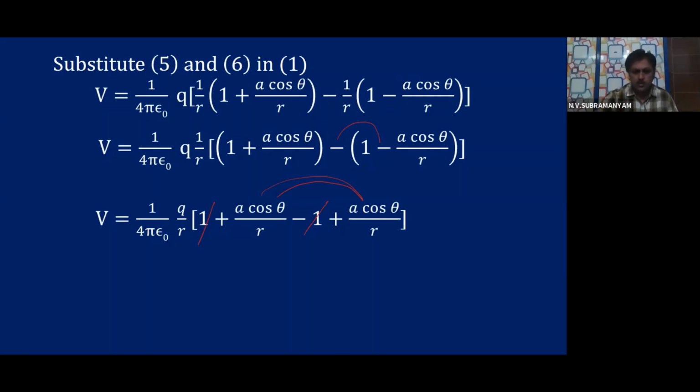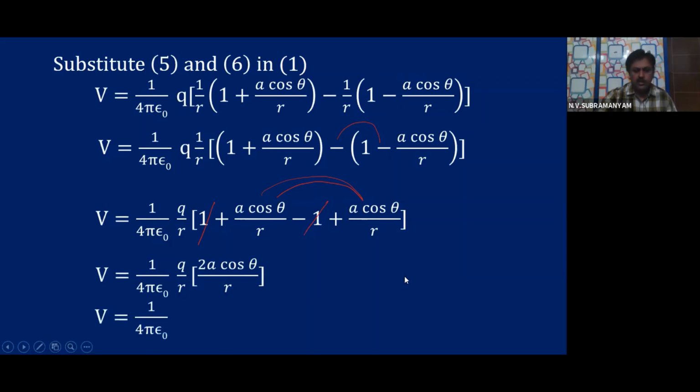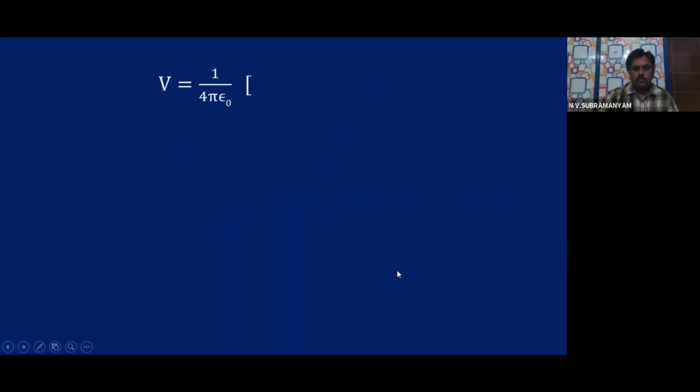That means, continuation, 1 by 4 pi epsilon 0 q by r 2a cos theta by r. This 2a into q will become 2aq. R into r will become r square. So now the simplification is easy. 2aq cos theta by r square. So V is 1 by 4 pi epsilon 0 2aq cos theta by r square.